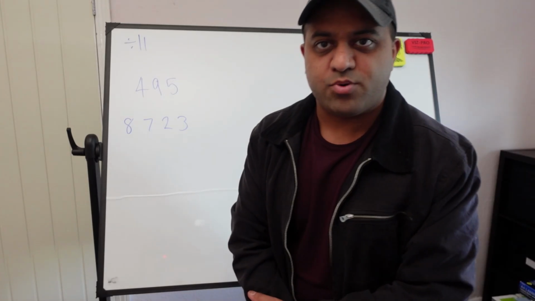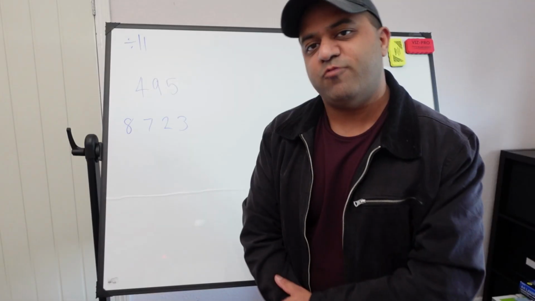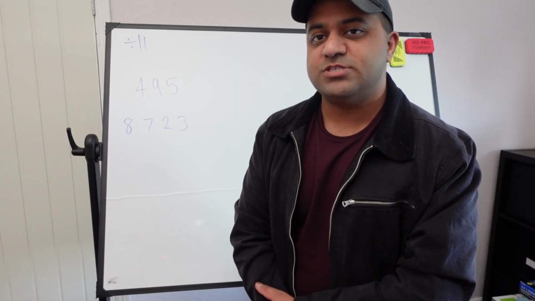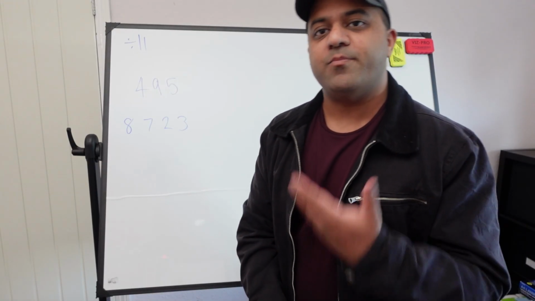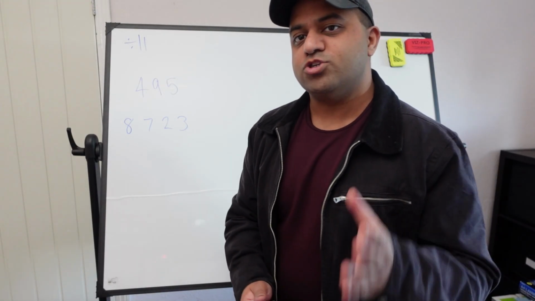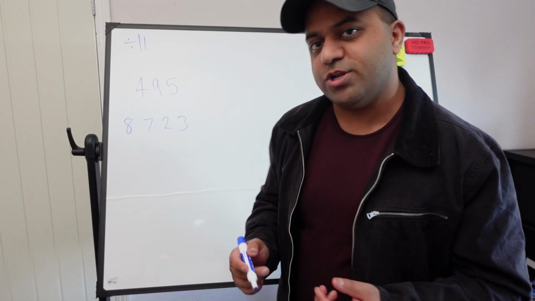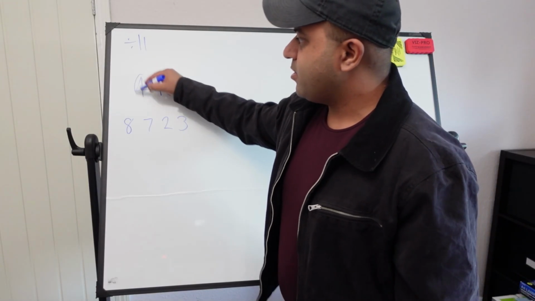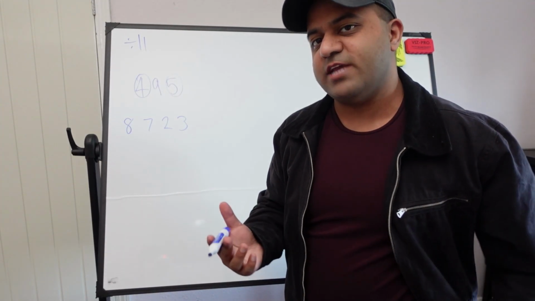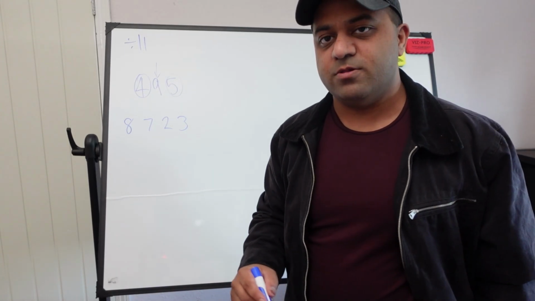Okay, the final number in our list is to divide by 11. So I've got 2 examples on the board, the number 495 and 8,723. I know that both of those numbers are exactly divisible by 11 without having done the division. How do I know this? Well, the trick is to look at the sum of alternating digits. What do I mean by that? Well, let's look at the number 495. If you add the 4 and the 5 together, you get 9, which matches the digit in the middle.